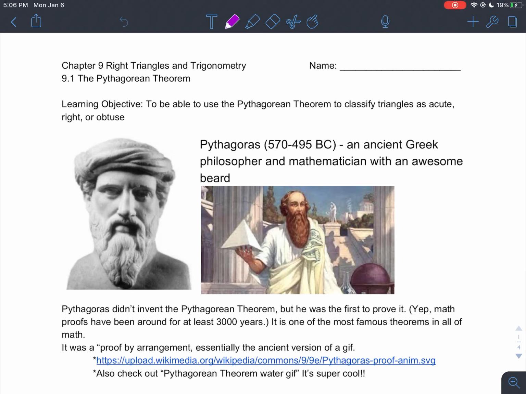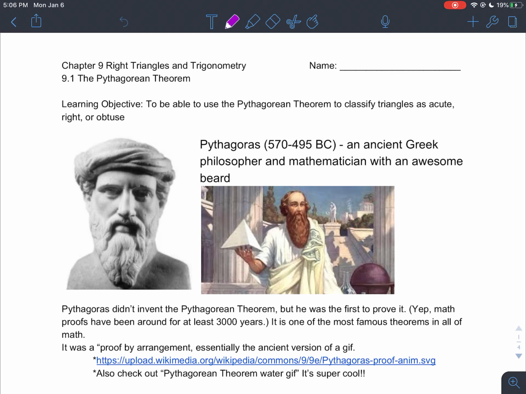But we've always used it for right angles. So today we're going to look at using it for right angles, but we're also going to look at how you can apply the Pythagorean theorem to acute angles and obtuse angles also.